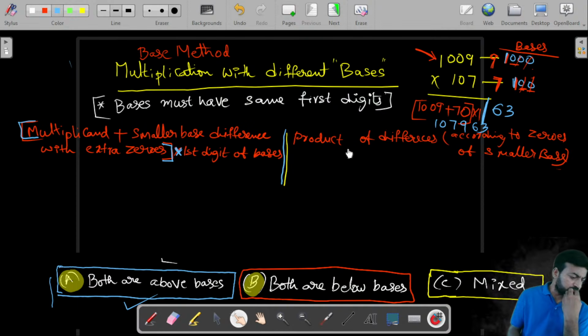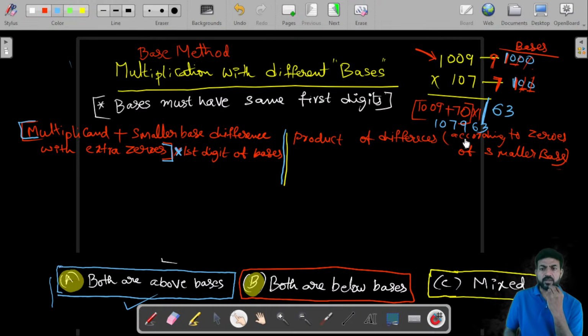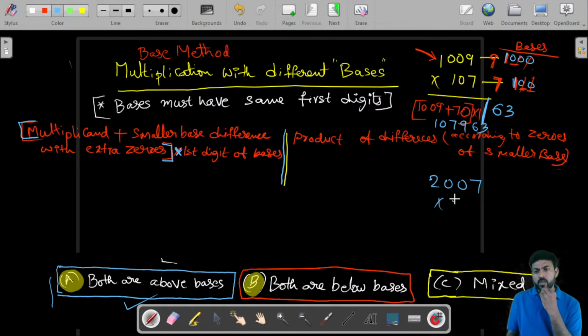Did you understand, everyone? This method 107963, or else you can do another example to get more clarity. We are here, both are above bases. For example, 2007 into 205. So here both bases are above bases. That is the reason I am giving you this kind of multiplicand and multiplier.